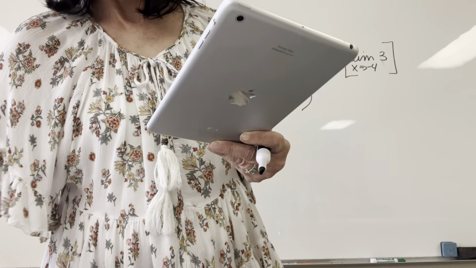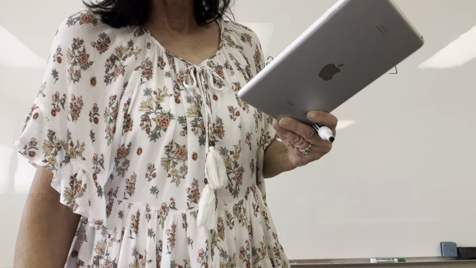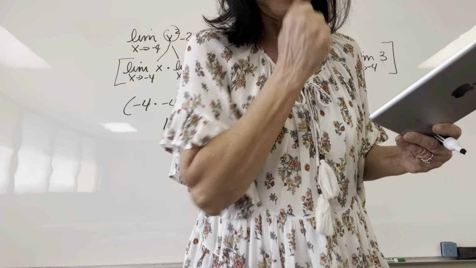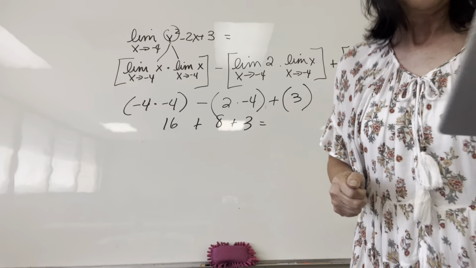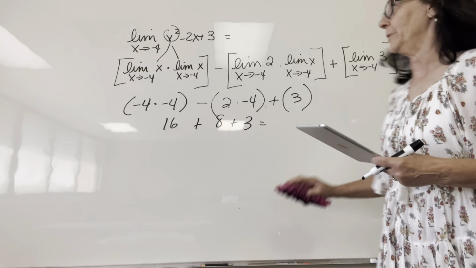So 27 is the answer. So you're just plugging in C for polynomials. Always plugging in C for polynomials. That is correct.